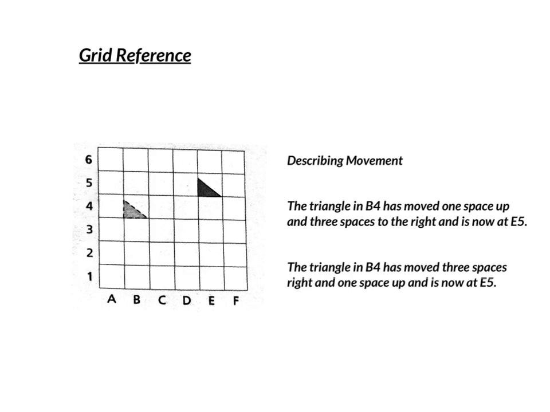In summary, grids can be used to identify the location of places, to make objects larger, and also to describe the movement of objects.